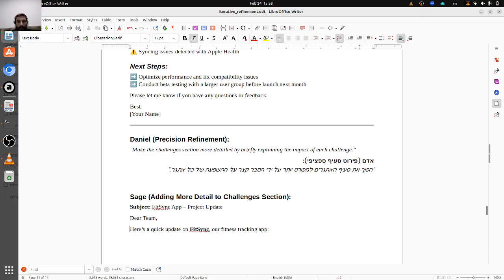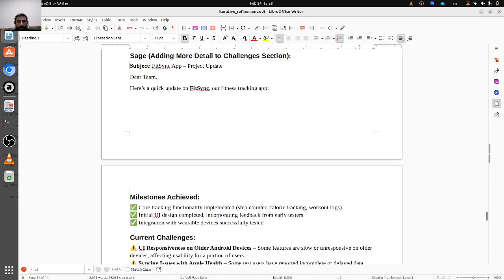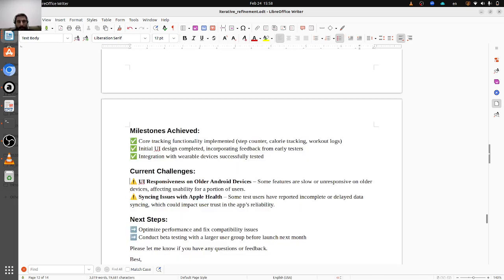Now, if we take a look at the final version of the email, we see that indeed Sage did what he was asked to do. So here we see that each of the challenges is described in a much more detailed way than in the previous version.